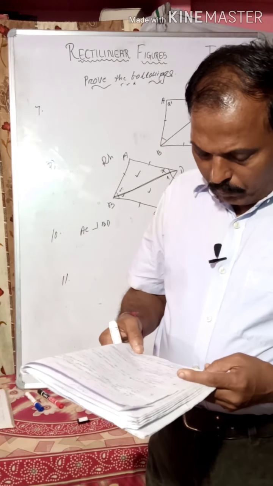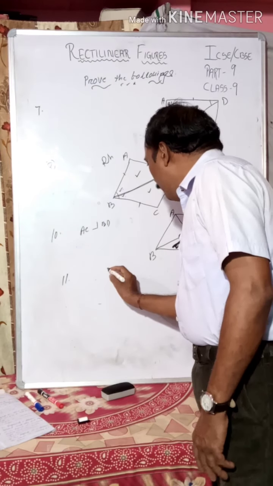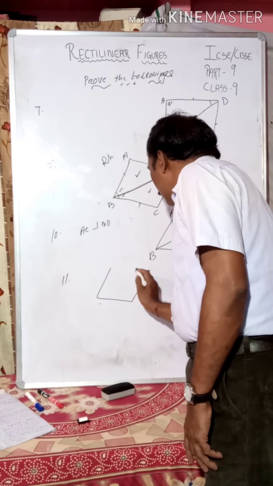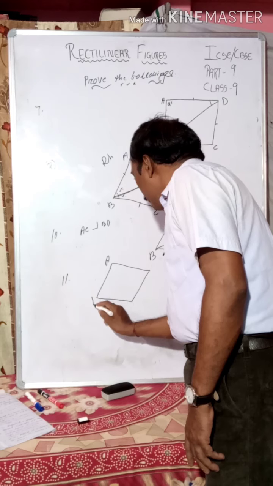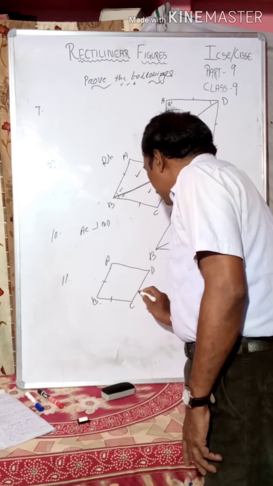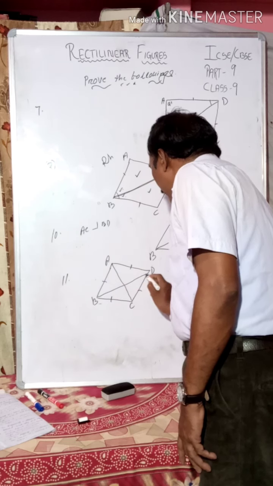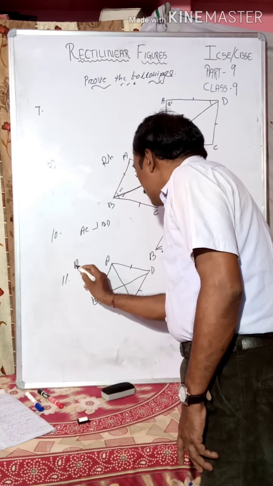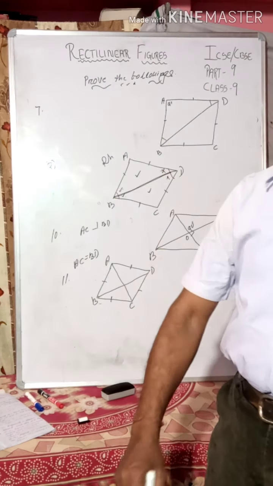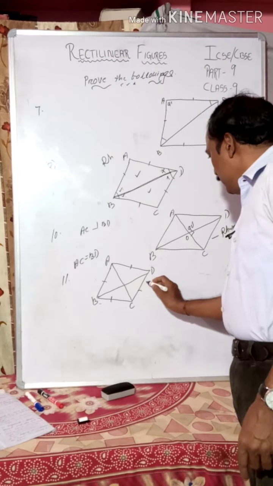If the diagonals of a rhombus are equal, the rhombus is a square. Suppose this is a rhombus A, B, C, D. AB is equal to BC is equal to CD is equal to AD. These are the diagonals AC and BD. If the diagonals of a rhombus are equal, AC is equal to BD, then we have to prove this is a square.